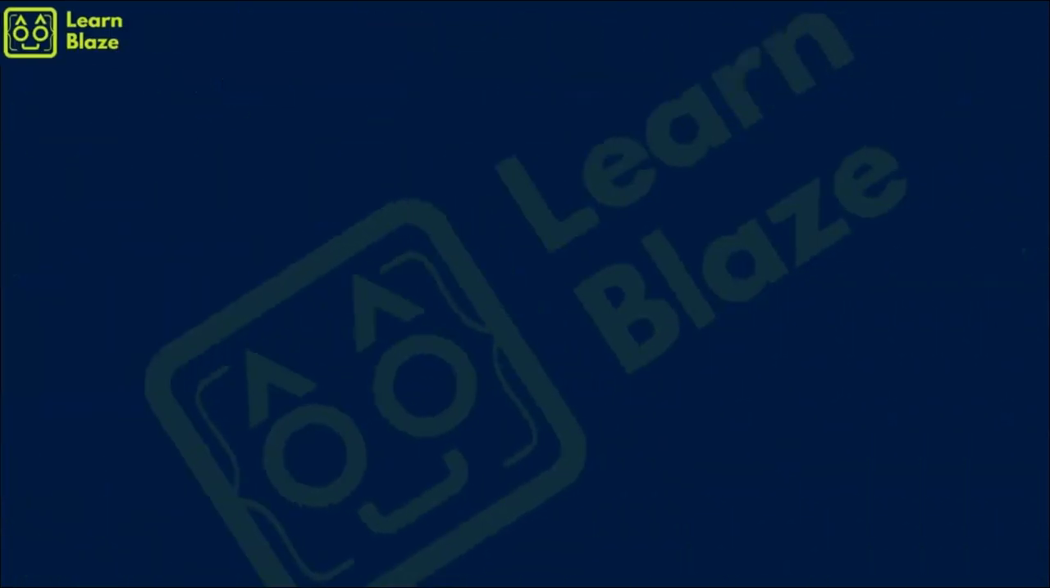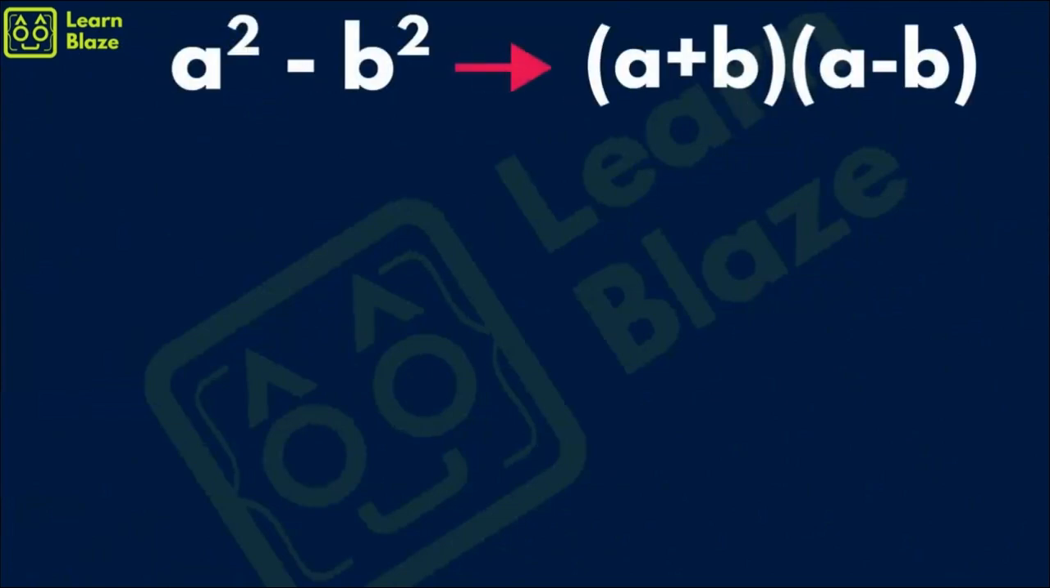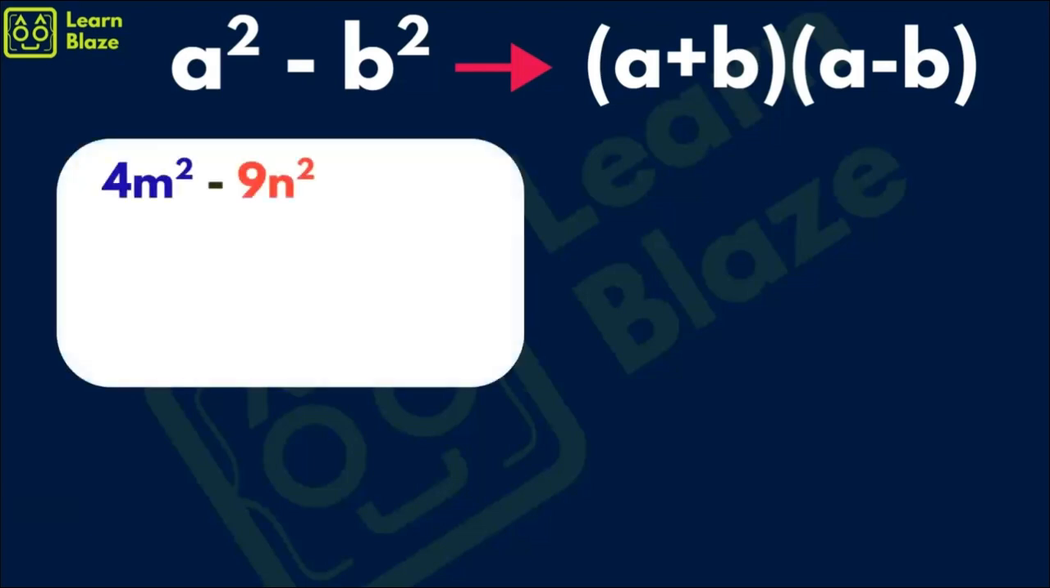Let's look at the third identity, which is the difference of two squares, a square minus b square, which equals a plus b multiplied by a minus b. We'll see this in action through an example, 4m square minus 9n square. We can simplify this into the form which is a plus b multiplied by a minus b.